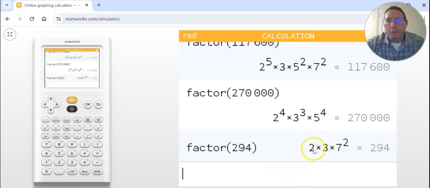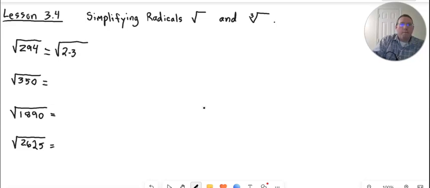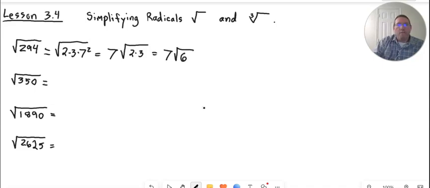And here's what we get. Look at that. 2 times 3 times 7 squared. So we're going to do the square root of 2 times 3 times 7 squared. The 7 squared can be simplified because the square root is going to cancel the square on the 7. So the 7 comes out, times the square root of 2 times 3. Those have to stay in because they're not squared. But 2 times 3 is 6. And so our final answer is 7 square root of 6.